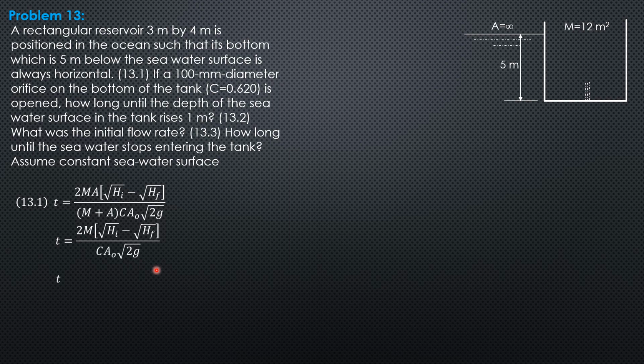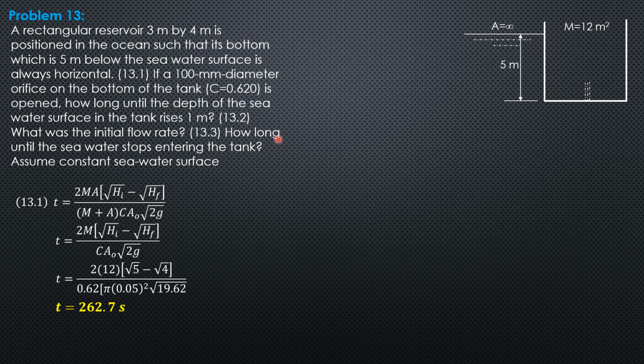So substituting values, 2 times 12 times the quantity square root of 5 minus square root of 4 over 0.62 times pi times 0.05 squared times square root of 19.62. Radius of orifice is 50 mm or 0.05 meter. So the time is 262.7 seconds.